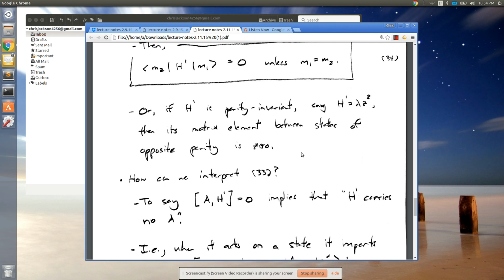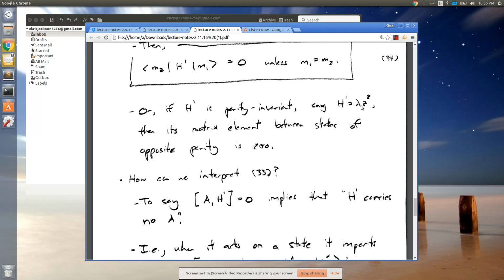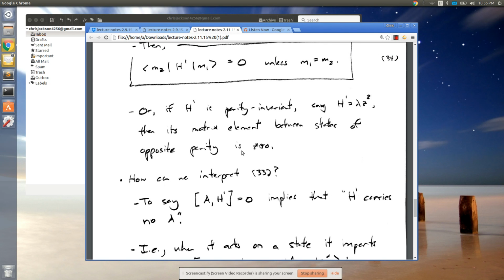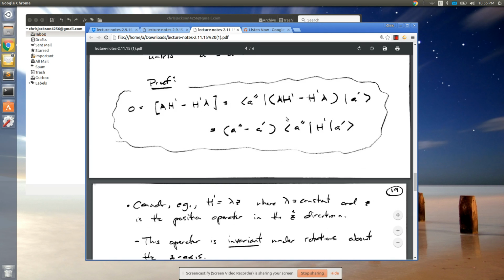Okay, so what about a more interesting case where H1 is parity invariant? In other words, let's say H1 is proportional to z squared, right? So then when I operate on this with the parity operator, in other words, I invert space, this thing is invariant, okay? So what that's going to tell us is that nothing changes with what we said before, but the matrix element between states of opposite parity is going to be 0, right?